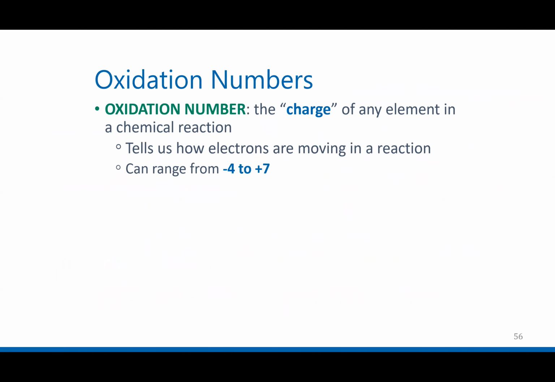Charge, we did this back in chapter 3. It's like the numerical value on, say, an ion. So aluminum 3 plus, copper 2 plus, oxygen 2 minus. Oxidation numbers or charges, again, it's the same thing. They tell us how electrons move in a chemical reaction, and typically they range from -4 to +7. So on our periodic table, we don't see many charges or oxidation numbers smaller than -4 or bigger than +7.